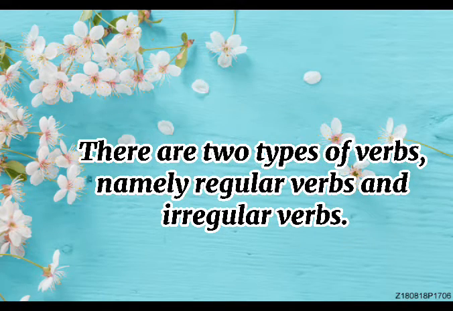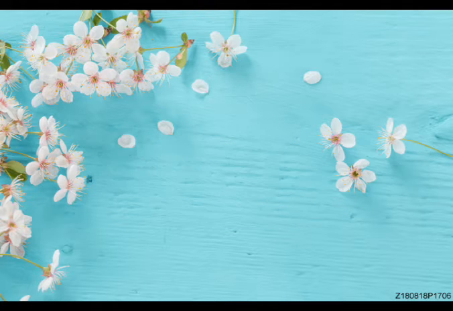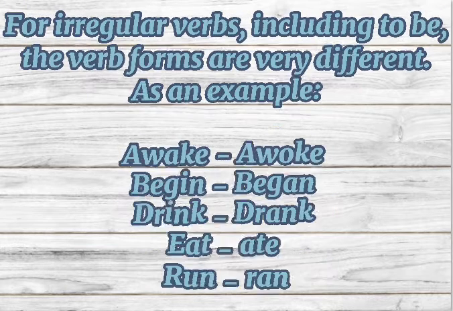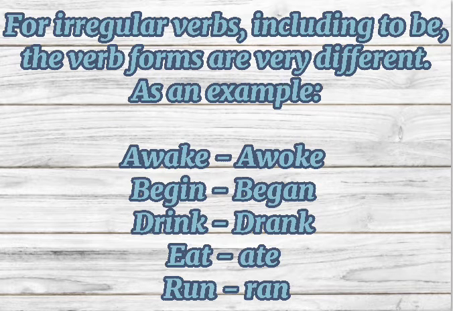There are 2 types of verbs, namely regular verbs and irregular verbs. For regular verbs, add ed or d after the first form verb. As an example, stay to stayed, punch to punched, play to played, touch to touched. For irregular verbs, including to be, the verb forms are very different. As an example, awake to awoke, begin to began, drink to drank, add to added, run to ran.